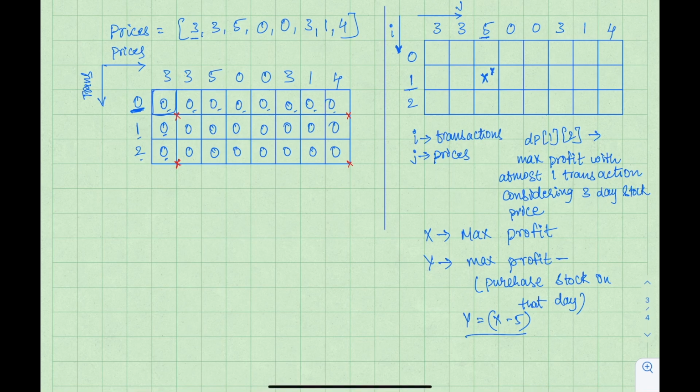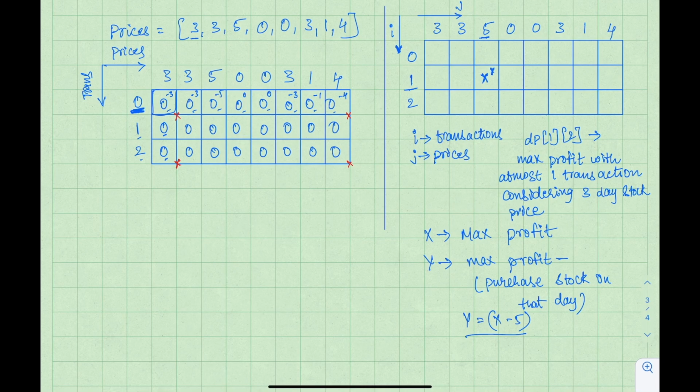It is going to be 0 minus 3. So it is going to be minus 3, and this is going to be 0 minus 3, and this is going to be 0 minus 5, and this is going to be 0 minus 0, and this is going to be 0 minus 0, this is going to be 0 minus 3, this is going to be 0 minus 1, this is going to be 0 minus 4. So we have updated x and y for the zero transactions.